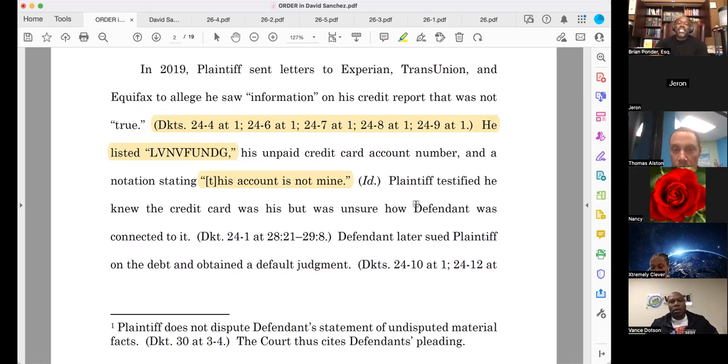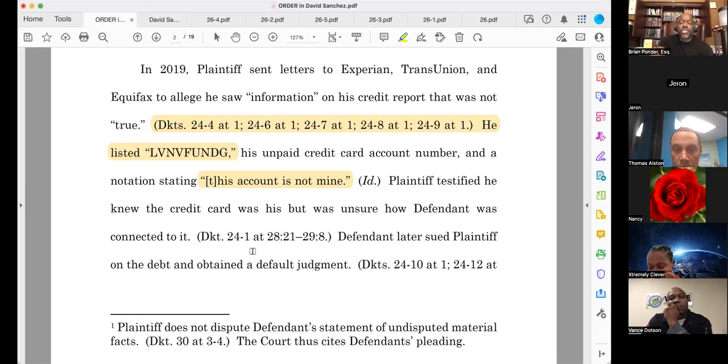TransUnion. Okay. Plaintiff testified he knew the credit card was his, but was unsure how the defendant was connected to it. That's fair. Was this a recording? Meaning, how did it come out that way, that he said the account is not his? There's probably discovery, they reword it a different way? Well, it's in a letter. See, it says letters, so the quote is probably from language in those letters. Oh, okay. Now that makes sense.